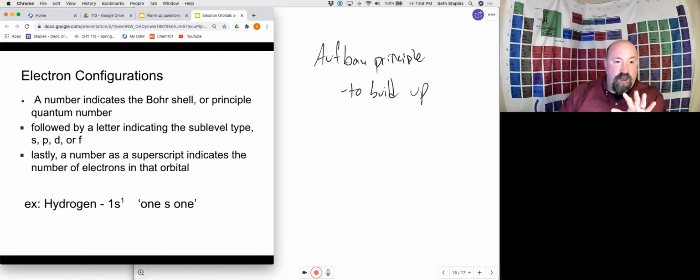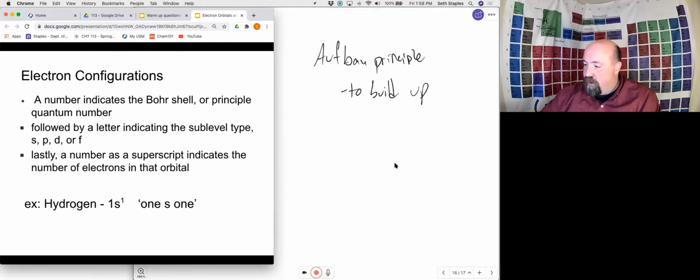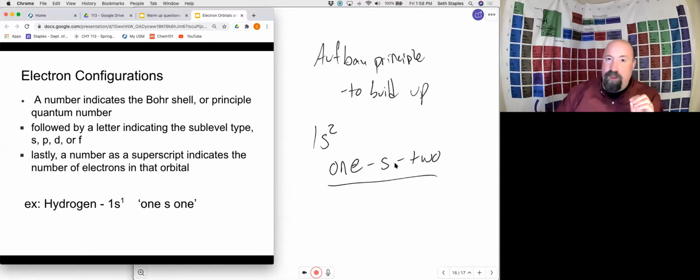When we get later on, if we have a 2 in there, like for instance, helium has 2 electrons. So we're going to start with 1, going into the first Bohr shell into s, and then there are 2 electrons for helium. So we're going to have a 2 there. Same thing, we would say this as 1s2. We do not say squared. This is not a mathematical function. We're not performing any math operations with this. That 2 literally just tells us 2 electrons in the 1s orbital.